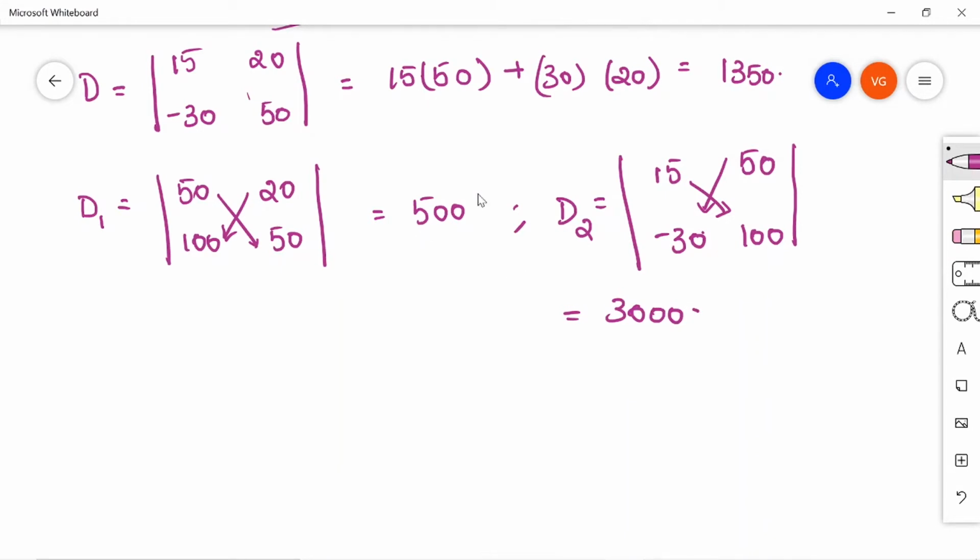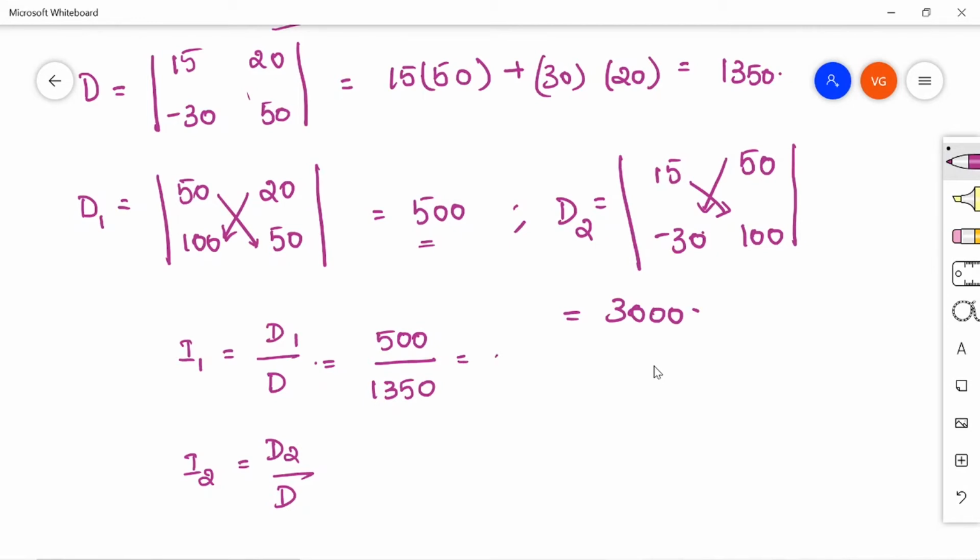After finding the values of D, D1, D2, now we have to find the values of I1 and I2. According to Cramer's rule, the value of I1 has the formula D1 by D. Similarly, for calculation of I2, the formula is D2 by D. So D1 is 500 divided by D, which is 1350. The value here will be 0.37 amperes. Similarly, D2 is 3000 divided by D, 1350. The value here you will get is 2.22 amperes. So after solving the two equations using Cramer's rule, the two unknowns I1 and I2, we got the values as 0.37 amperes and 2.22 amperes respectively.